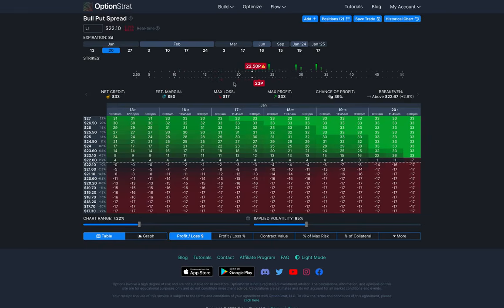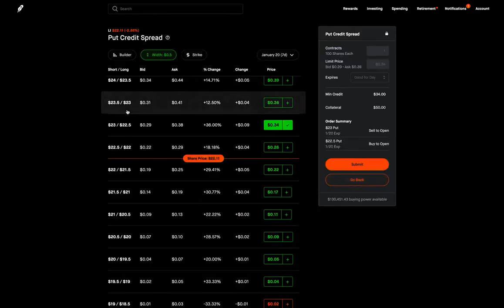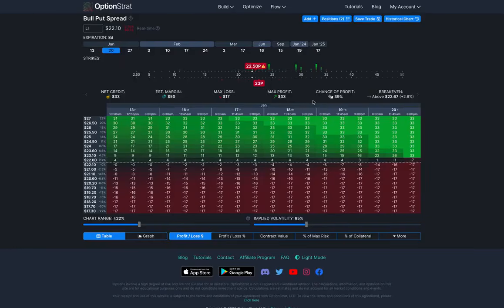But as you can see, this is very close to what we were seeing over here. This is the same trade here. And so as you can see, for this example, we'd be entering for a credit of $33. We'd put up $50 in collateral. So our max loss is going to be collateral minus the credit we received, so $17. Max profit is the credit we received. According to OptionStrat, this is a 39% chance of profit. And then we have our break even over here, which is 22.67.